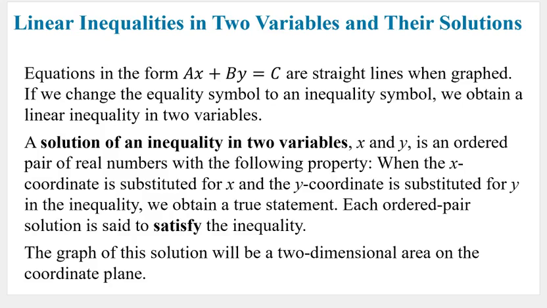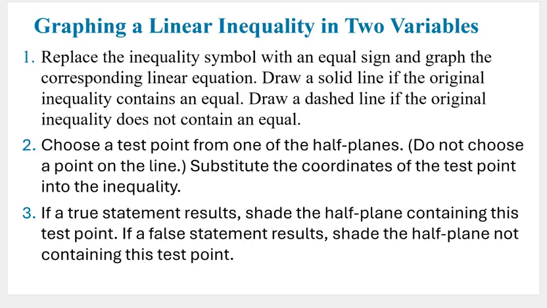So your solutions for an inequality are always going to be some kind of two-dimensional drawing with shading so that you have the whole area that will be your solution. So when you are graphing, you can replace that inequality with an equal sign and then do your business, right? Draw a solid line if the original inequality contains an equal sign. Make sure that it's a dashed line if it does not. If it is strictly a less than or a greater than, then you will have a dashed line.